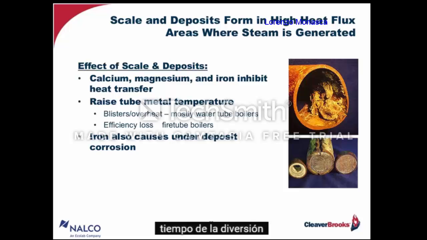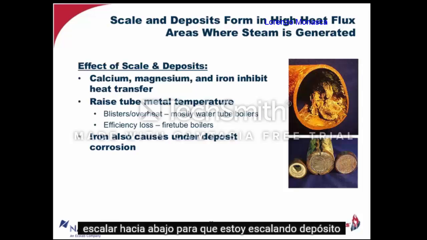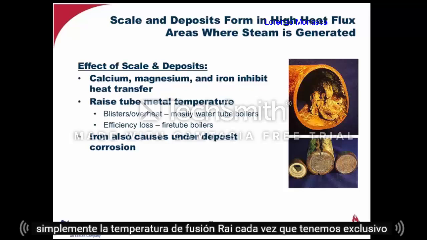So at this point in time, I'm going to talk just a little bit more about what happens if scaling does occur. Scale and deposits tend to form in those high heat transfer areas where steam is generated within the boiler, the very spot that really can't tolerate anything as a deposit. Deposits are very insulative. They have a lower ability to transfer heat than the steel itself, and as a result of that, we see the tube metal temperature rise whenever we have scaled tubes.